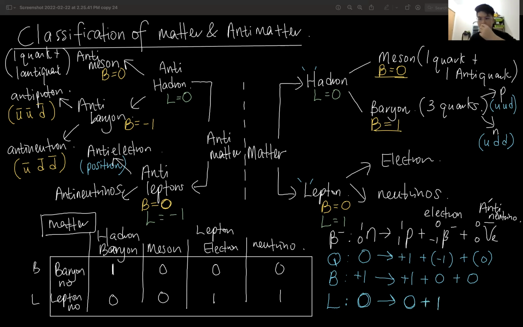Now, the last one, antineutrino. Antineutrino is on which side of the diagram? On the left side of the diagram, over here. Because it's an antiparticle, right? So for antineutrino, the lepton number is minus 1. So plus 1, minus 1, conservation of lepton number. So for all these three, the Q, B, L, we say the QBL must be conserved.